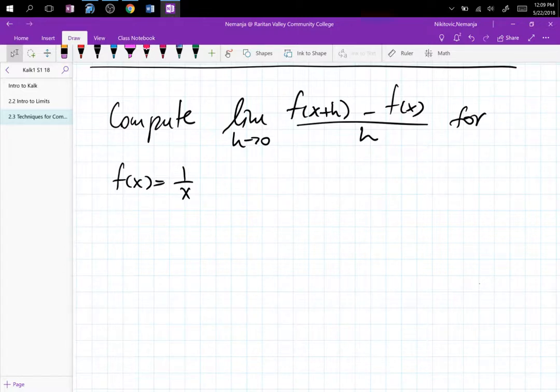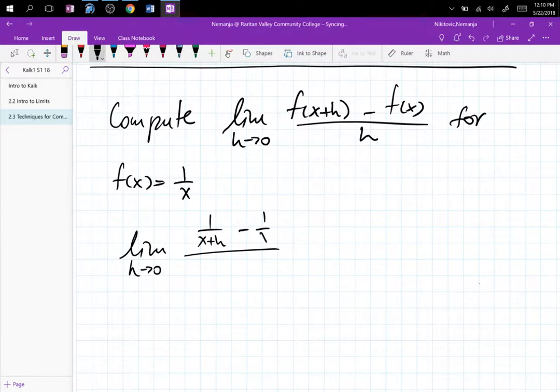So what we are going to do now is set up the same stuff. We have the limit as h goes to 0 of 1 over x plus h. Remember that x gets replaced with x plus h, minus the original function, 1 over x, divided by h. And now we need to work out the algebra of this to simplify it the most we can, and then we are going to hit it with the limit at the end.